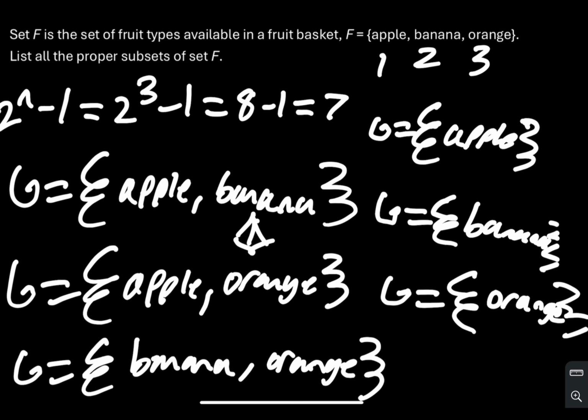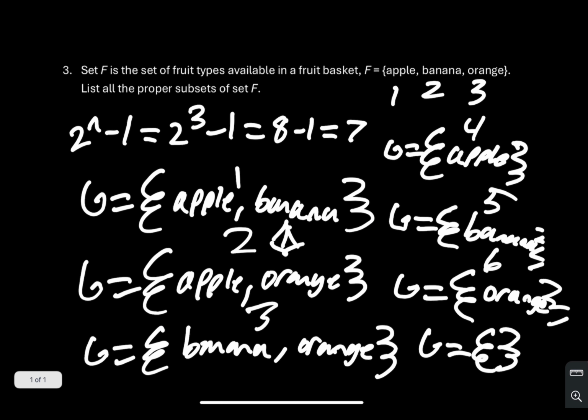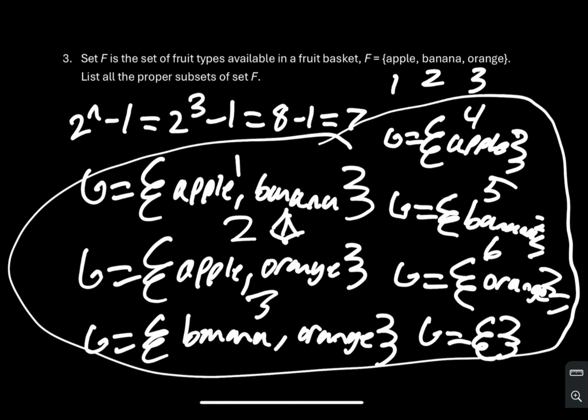At the moment we have 6, and don't forget about the proper subset. Proper subset is an empty set as well. So we have G is equal to, and then we just close our braces, or you can do the null notation, either one works. And that's going to be your answer. Sorry, this is number 7. And that's going to be your answer.